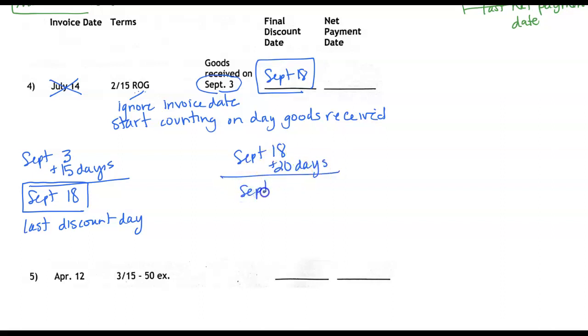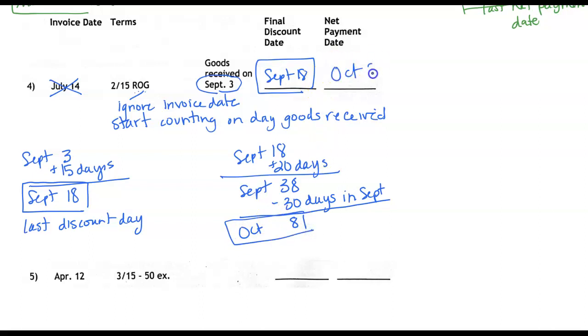That gives us September 38th. September 38th doesn't exist on the calendar. We're going to use that method of subtracting the 30 days in September to see how many days are forwarded to the next month. So the next month is October, and we'd end up at October 8th. Our bill is due by October 8th.